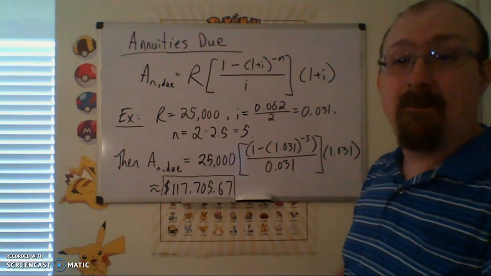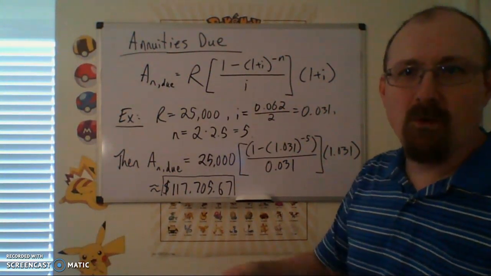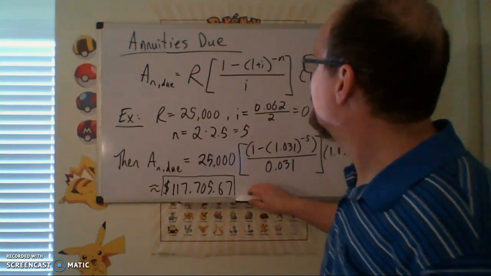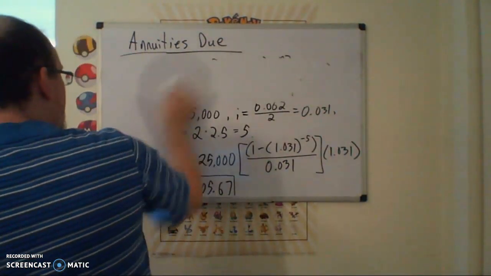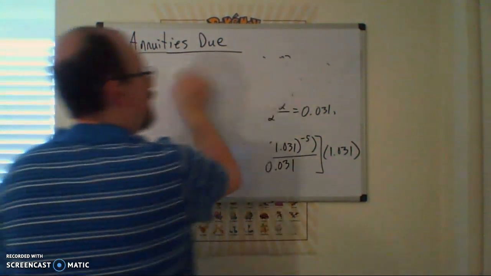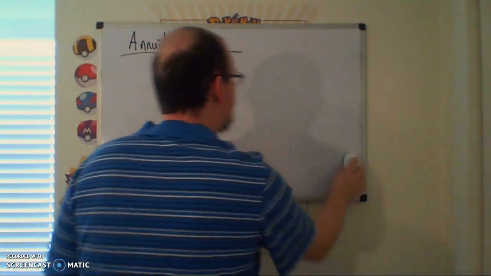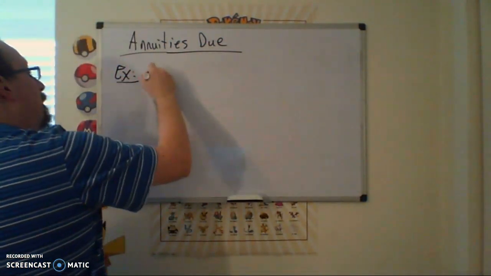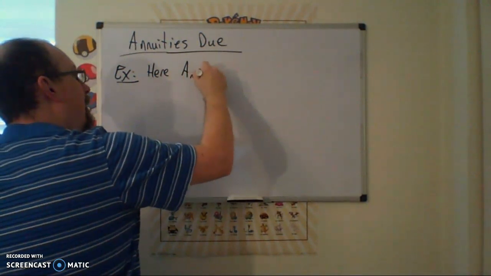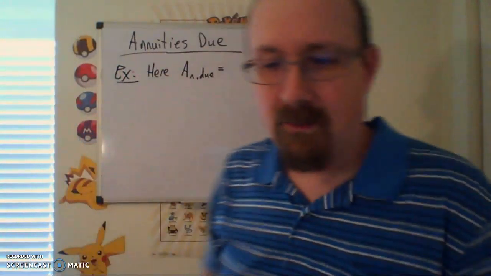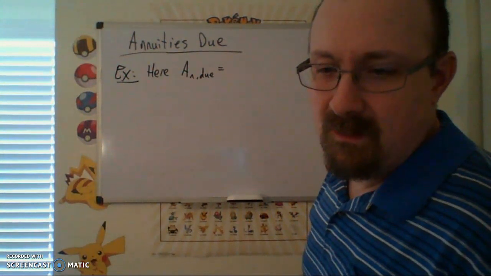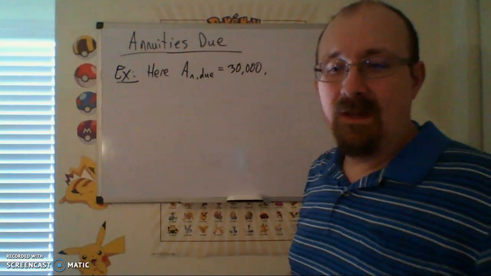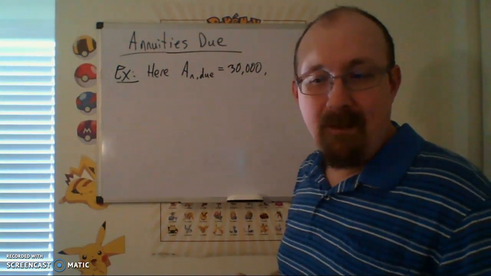The next example goes in the other direction. If we know how much we have to set aside, how big can we get our payments essentially? So I'm going to go ahead and erase this stuff, and then we'll take a look at the next example. We're given our annuity due value of 30,000. We know in this instance we're wanting monthly payments.